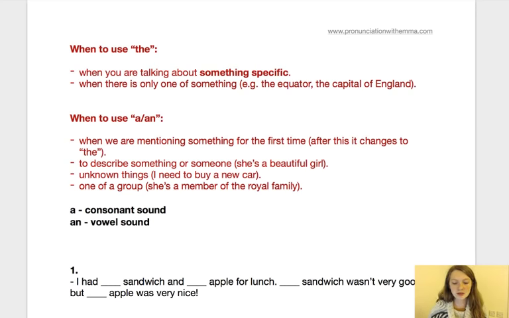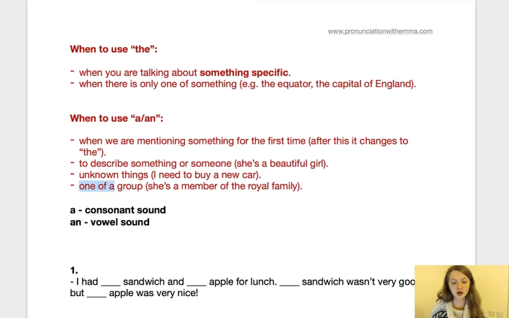To describe something or someone, she's a beautiful girl. Unknown things, I need to buy a new car. You don't say, I need to buy the new car, because then it's specific, the new car. Here it's general, a new car. We don't know which one, it's not specified.